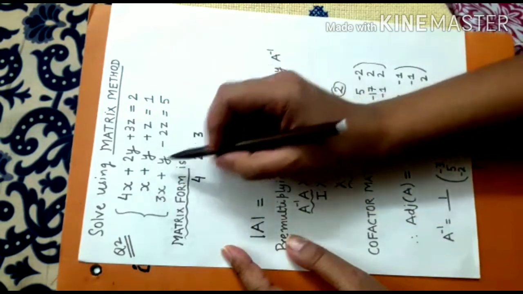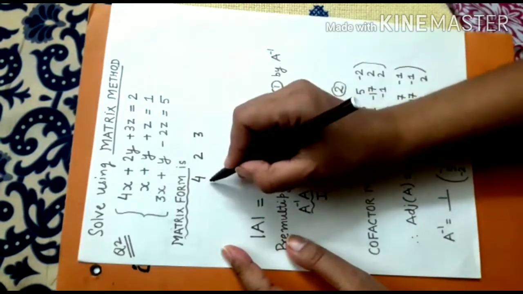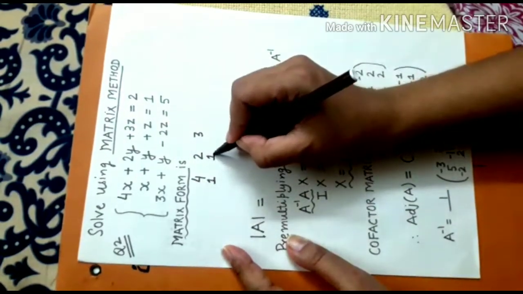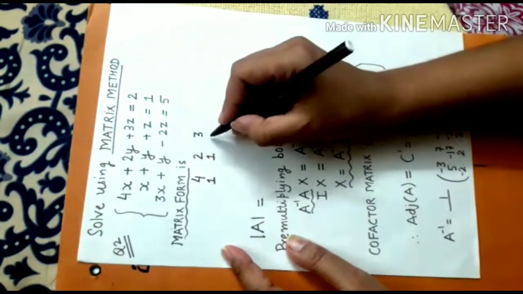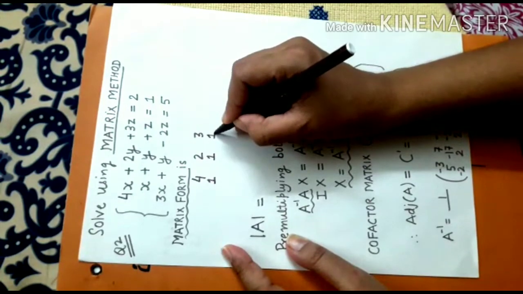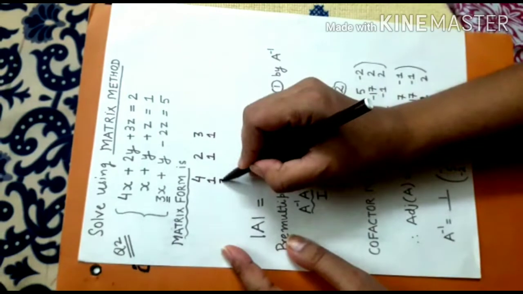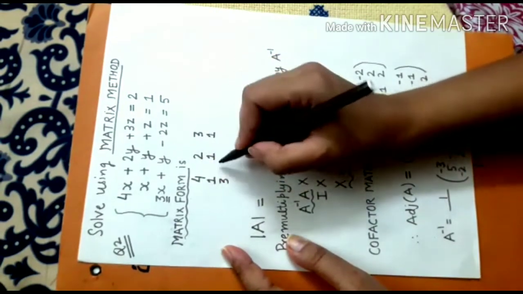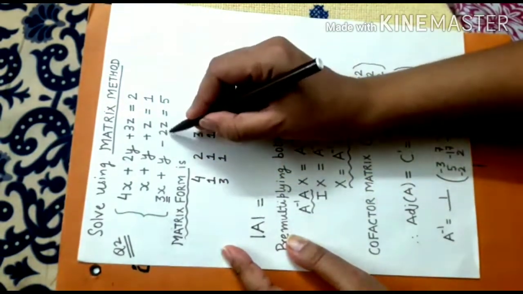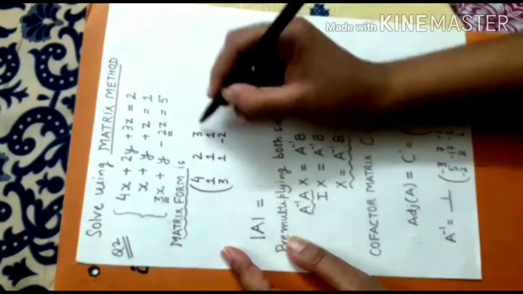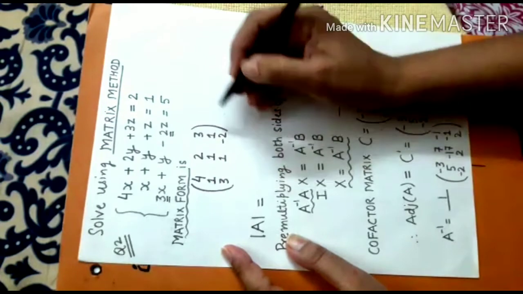In the second equation, coefficient of x is 1. Write it here. Coefficient of y is 1. Coefficient of z is again 1. Coming to the third equation, coefficient of x is 3. Coefficient of y is 1. Coefficient of z is -2. So this is the coefficient matrix.